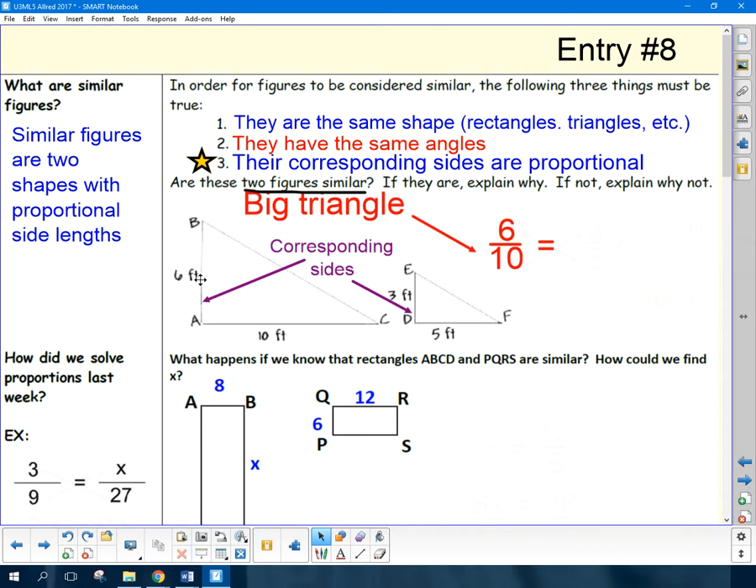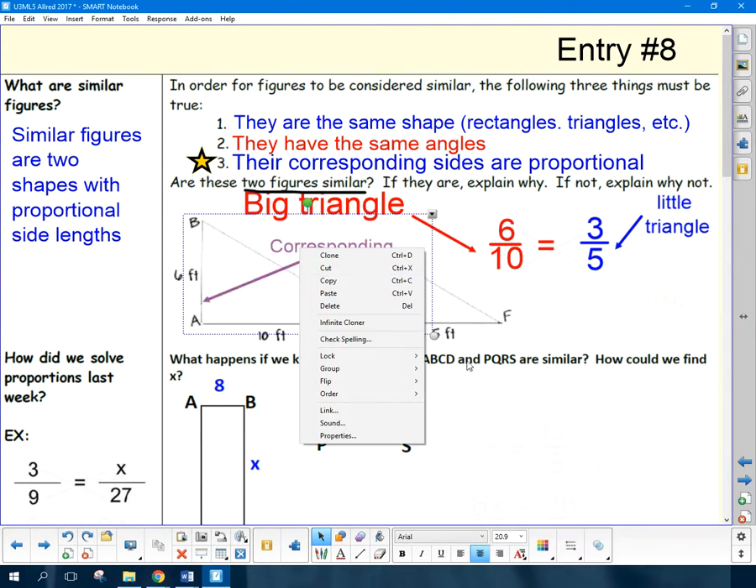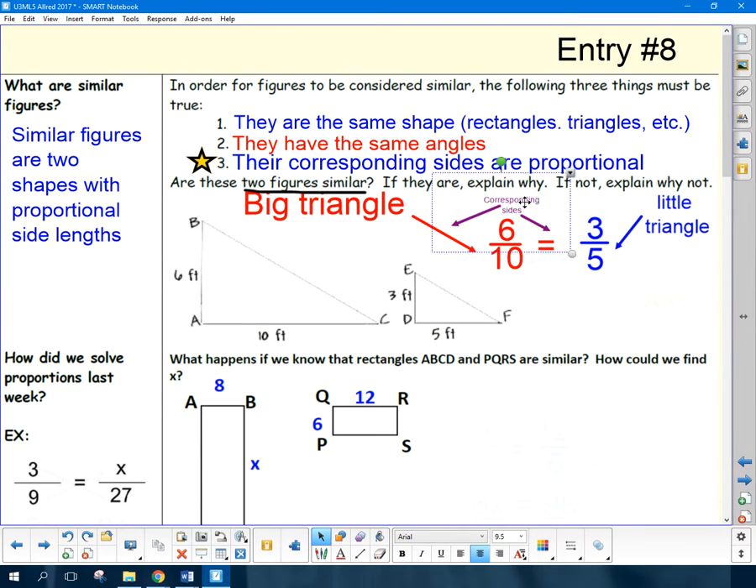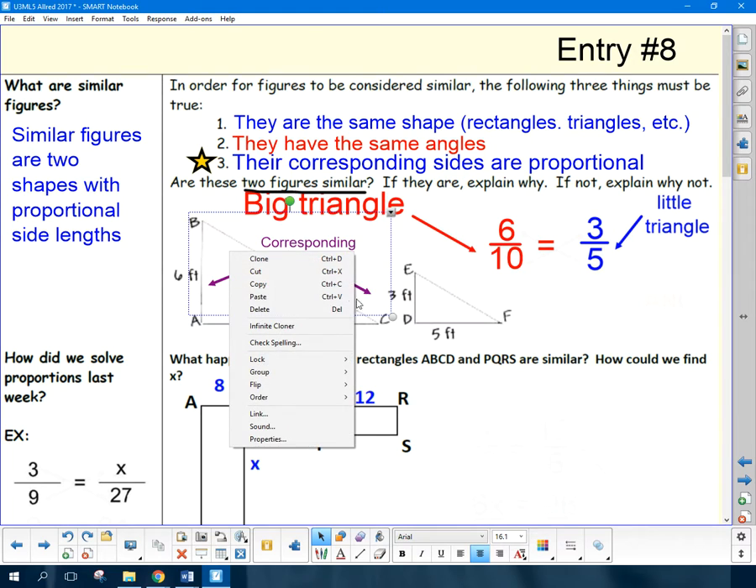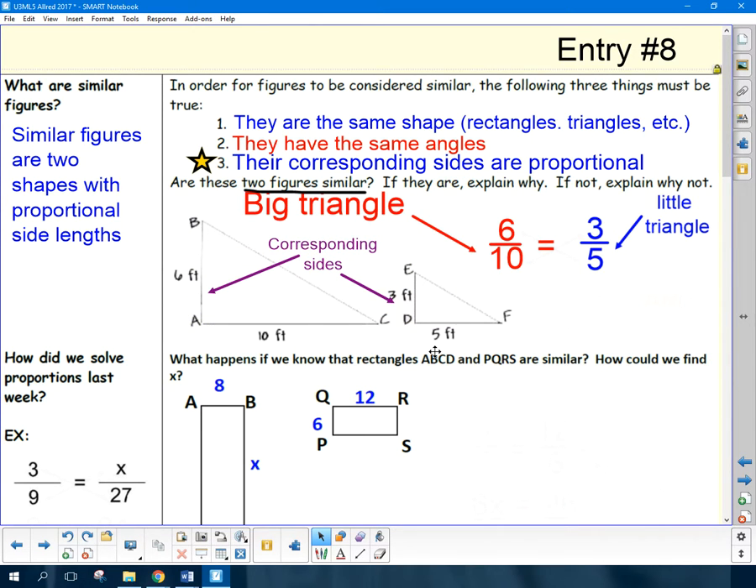So in the big triangle, I can write those 2 measurements as a ratio, 6/10, and I need to make sure that on my other ratio, I use the corresponding sides in the same place. So please note that 6 and 3 are corresponding sides, and 10 and 5, those are corresponding sides as well. So those are corresponding sides on different triangles, and that's why it's really, really helpful for us to look at it that way. Hope that makes sense so far.